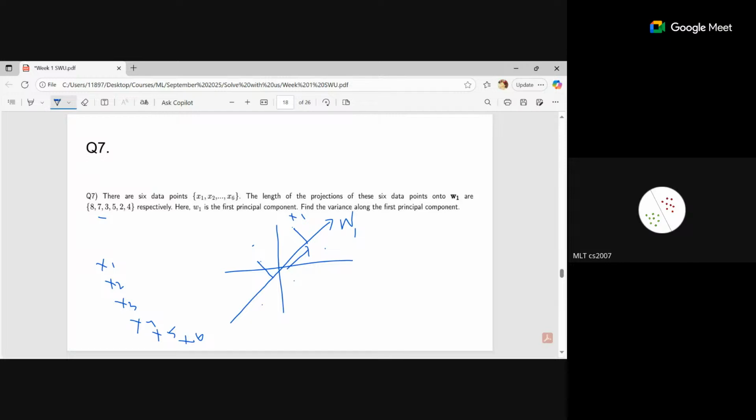All we know is that for the first data point, if we take its projection onto the first principal component, it's going to give me 8. For this, the length is 7. For this, the length is 3. For this, the length is 5. For this, the length is 2. For this, the length is 4. So you need to find out what is the variance along the first principal component.